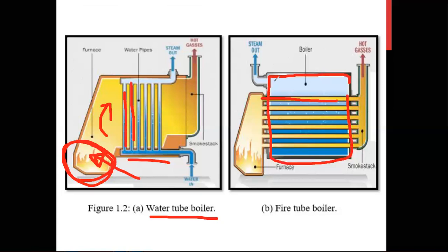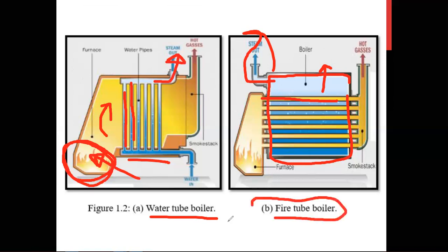And as we know that steam is light in weight, lighter than water. So the steam goes upside and we can take steam from here. Even here also the steam is light in weight. So this is water tube boiler. This is fire tube boiler.